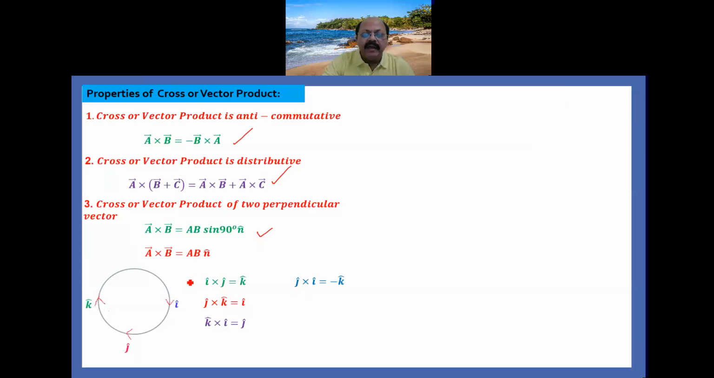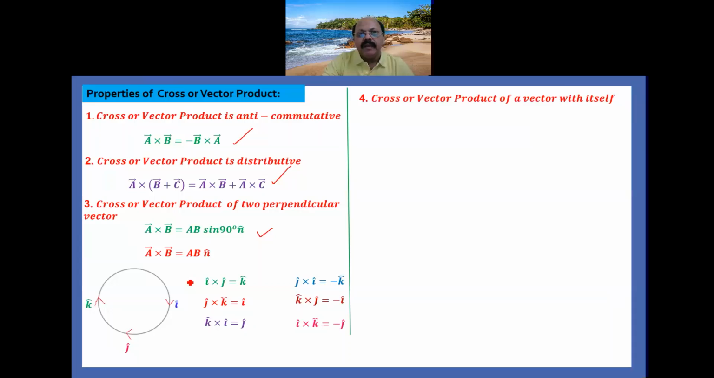and if you write it in the j cap cross I cap form, then it comes minus k cap because it is anti-commutative. Similarly, k cap cross j cap equals minus I cap, and I cap cross k cap equals minus j cap. The next, fourth property, is the cross or vector product of a vector with itself. That is A vector cross A vector equals A sine 0 n cap, which equals 0 vector.